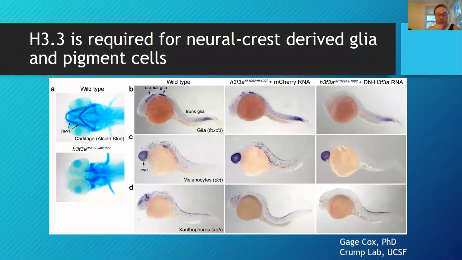We do have a zebrafish model that recapitulates this. You can see that they do not have as many glia cells, so we're wondering if this is actually more of a glial cell disorder than a straight neurologic disorder.